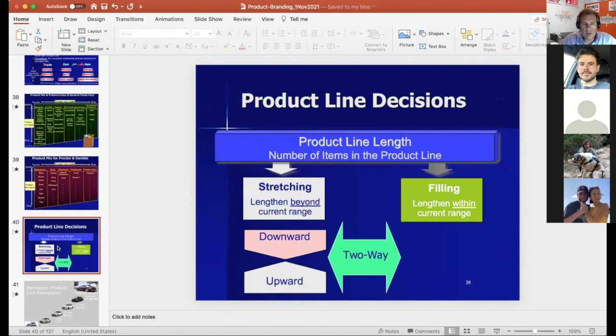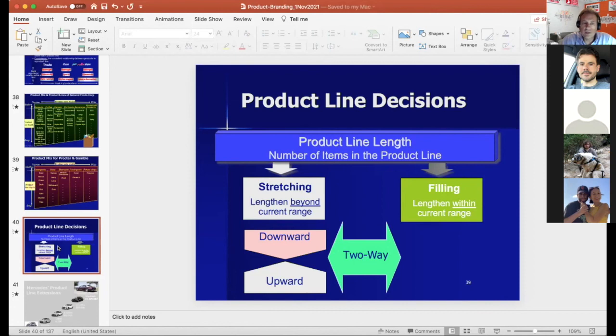But also, you have this concept of stretch. So the concept of stretch is different because this time it is in terms of the premiumization of the product line. So if you're known to have low-end products, cheaper products, lesser quality products, you may decide to improve the image of the product to become more premium.